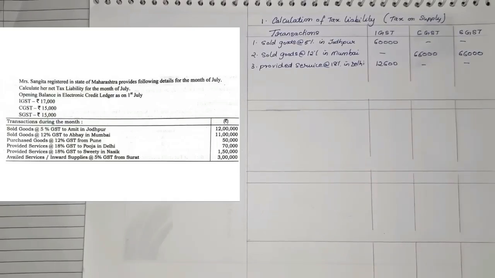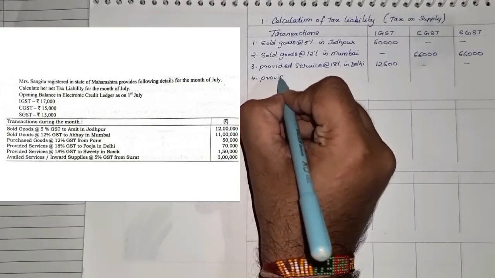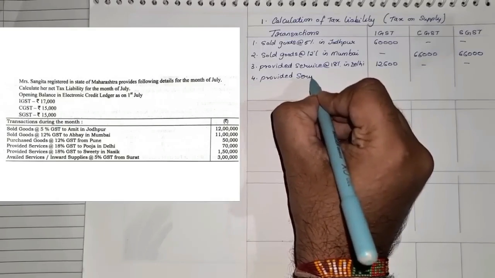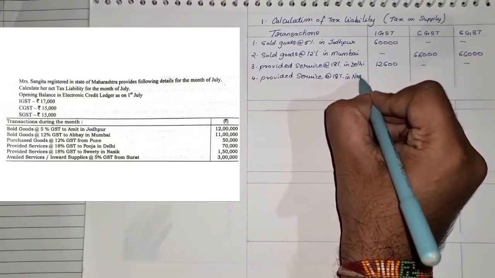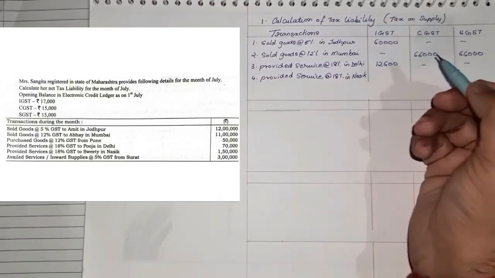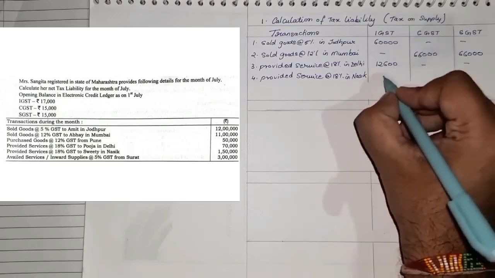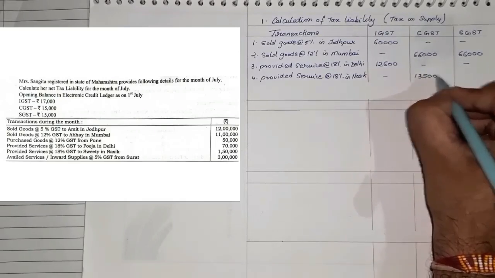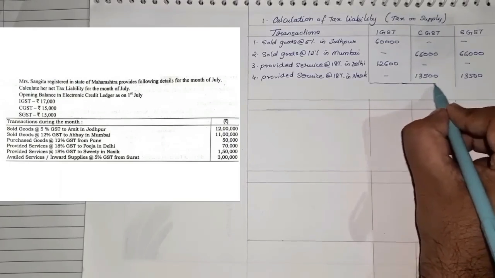And next, provided service at 18% in Nasik. So fourth one, again we have provided services at 18% in Nasik. Nasik, Maharashtra, same state, so whatever will be the tax will be divided. So 1,50,000 into 18%, that's the total value. We'll take half of it, 9%, so that becomes 13,500. 13,500 will go in CGST, the remaining 13,500 will go in SGST. That's it. Other than that, there is no more supply.